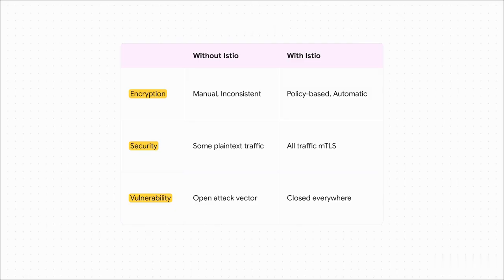But with Istio, you can set a single policy. We're talking a simple little YAML file that just says require MTLS for all traffic. That's it. The mesh handles all the certificate rotation and enforcement for you automatically. The vulnerability is closed everywhere. And here's the best part, without a single line of code changing in your services. That is a game changer.